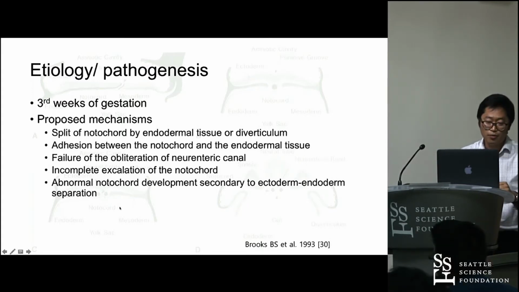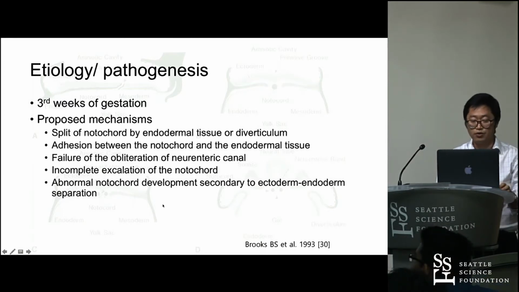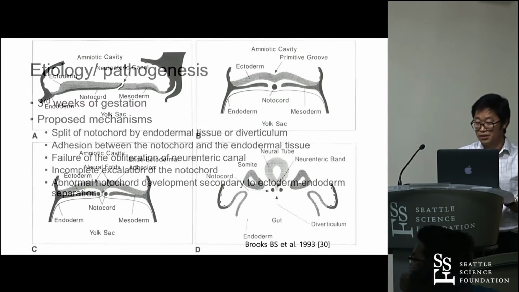There are about 5 proposed mechanisms. Those include split of the notochord by endodermal tissue or diverticulum, adhesion between the notochord and the endodermal tissue, failure of obliteration of the neurenteric canal, incomplete escalation of the notochord, and abnormal notochord development secondary to ectoderm or endoderm separation. What does that mean?